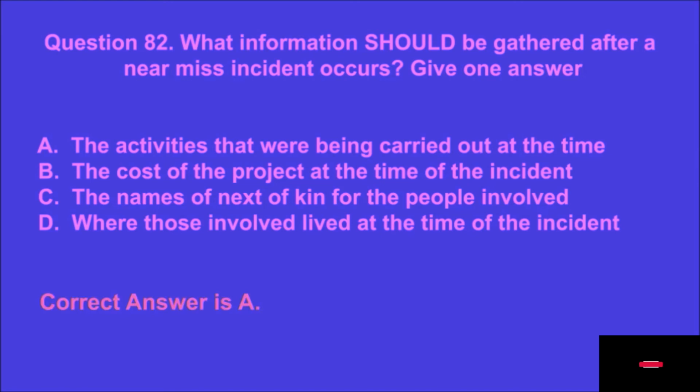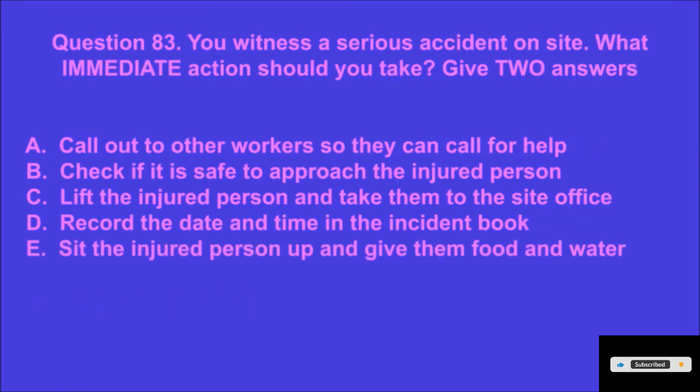Correct answer is A. Question 83. You witness a serious accident on site. What immediate action should you take? Give 2 answers. A. Call out to other workers so they can call for help. B. Check if it is safe to approach the injured person.